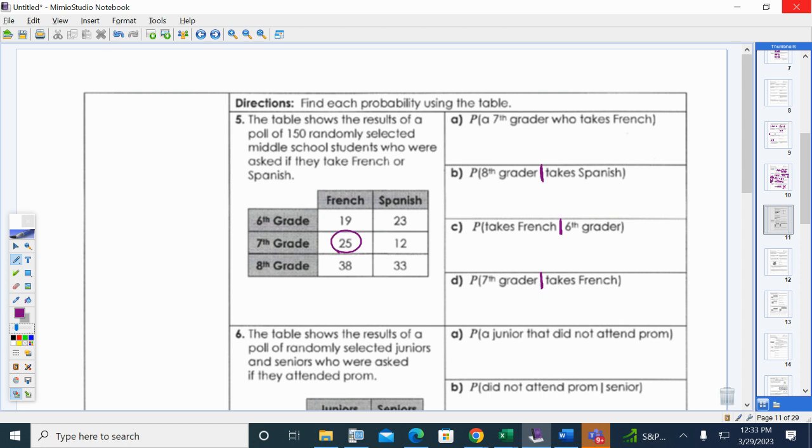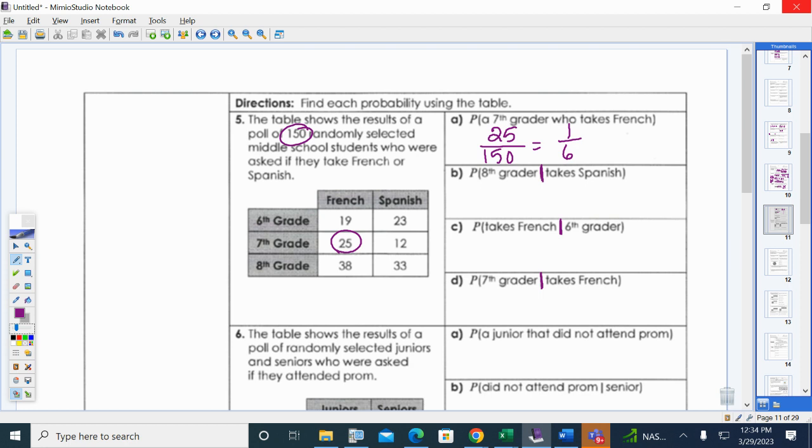Well, there are 25 of those. So my numerator is going to be 25. My denominator is going to be all of them. Every single student that was polled. And we know that there are 150 of those students. So 25 out of 150, which is going to reduce to 1/6. Again, when you're trying to decide how to do these, please make sure that you're looking for whether or not the probability is conditional or just plain.